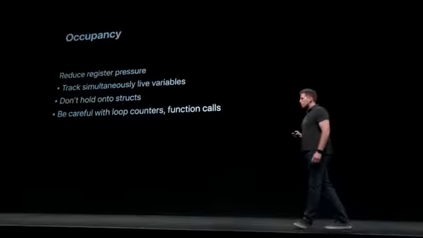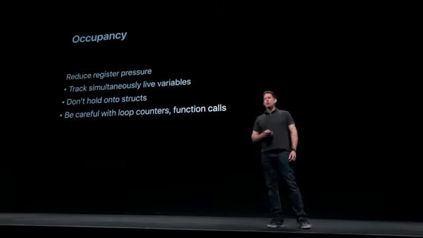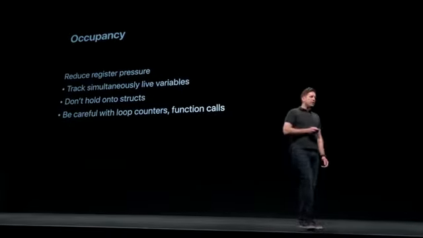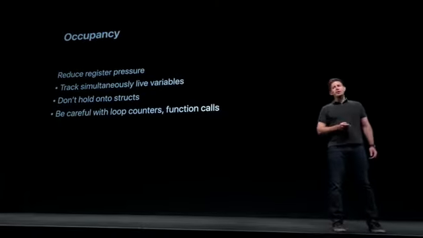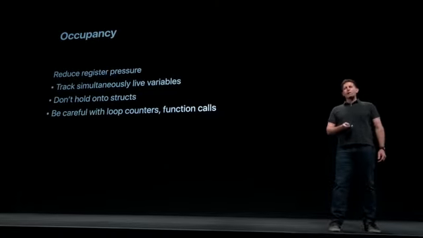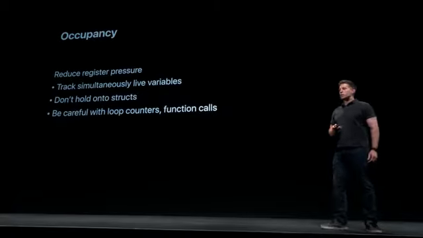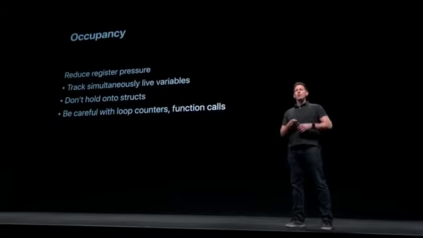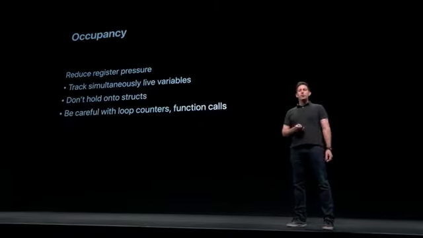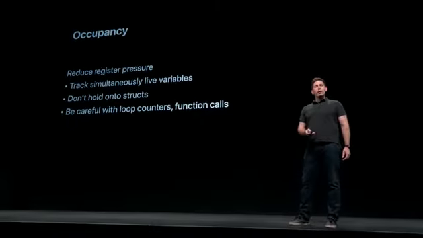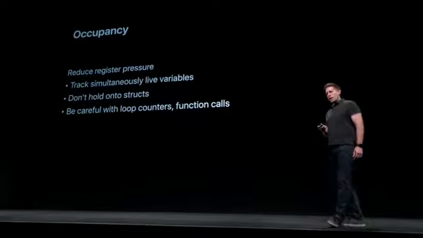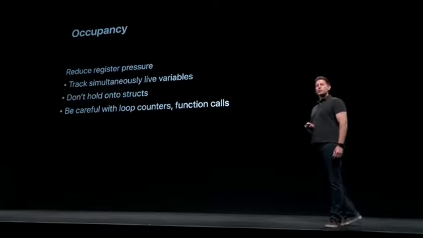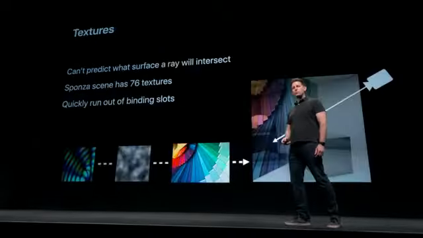To maximize your GPU usage, you need to be mindful of your shader occupancy. Occupancy is a huge topic, so we won't go into it in depth here. But if you are getting occupancy problems, the easiest way to improve it is to reduce your register pressure. So be conscious of the number of simultaneously live variables that you have in your shader. Be careful with loop counters, function calls, and don't hold on to full structs if you can avoid it.